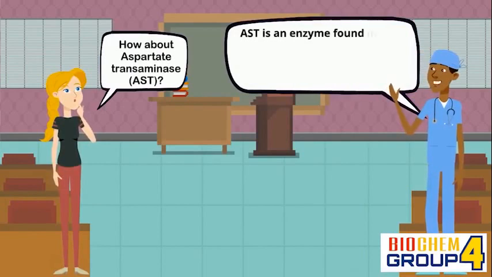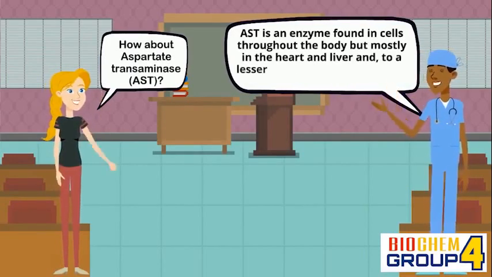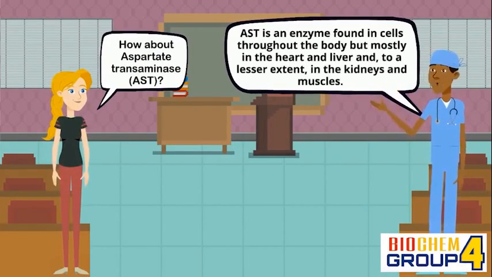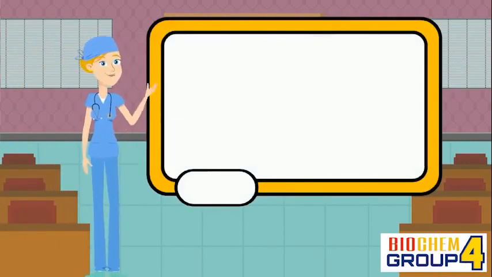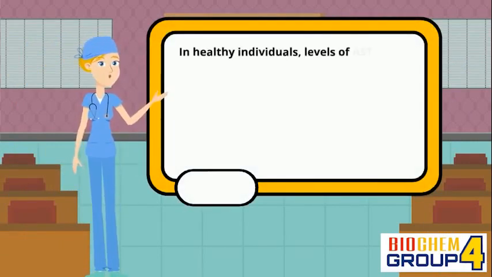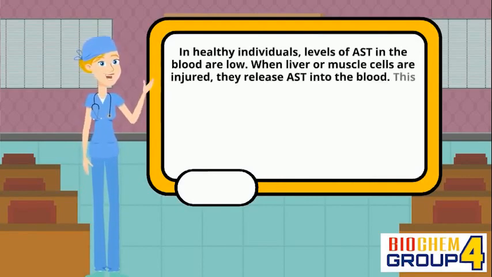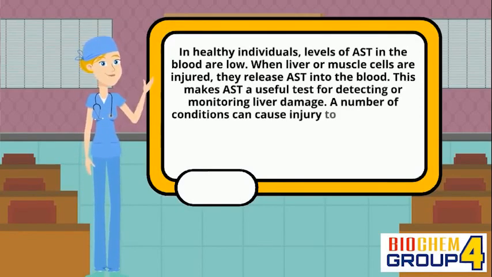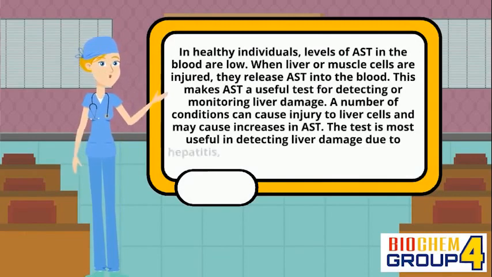Aspartate aminotransferase, AST, is an enzyme found in cells throughout the body but mostly in the heart and liver and, to a lesser extent, in the kidneys and muscles. In healthy individuals, levels of AST in the blood are low. When liver or muscle cells are injured, they release AST into the blood. This makes AST a useful test for detecting or monitoring liver damage.